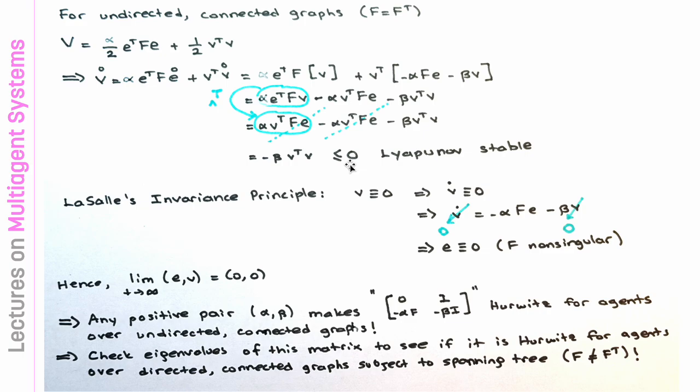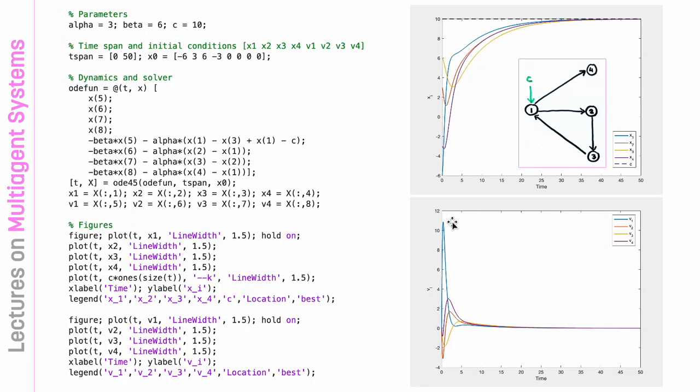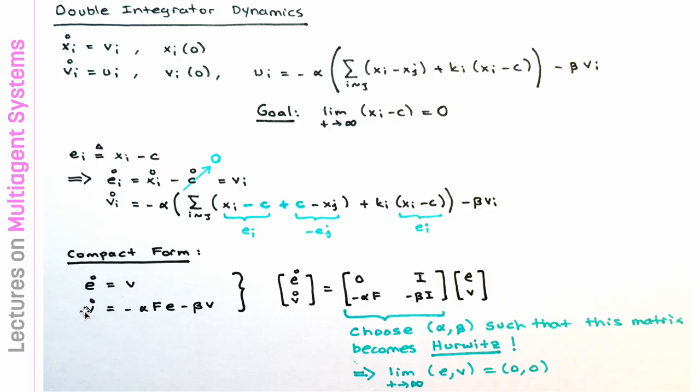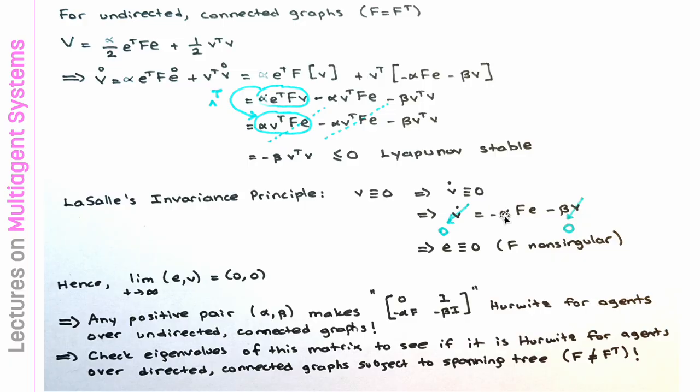Here, I'm going to invoke LaSalle's invariance principle. I am looking at where the energy stops. Energy stops when V is 0. When V is 0, V dot is 0. I am now going through the dynamics here. V dot equals minus alpha Fe minus BV. When I'm looking at what happens when V is 0, V dot is 0, the only remaining term, minus alpha Fe, is 0.